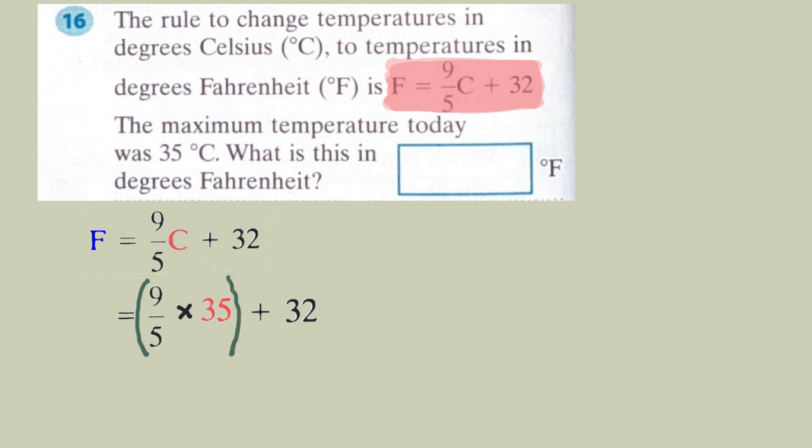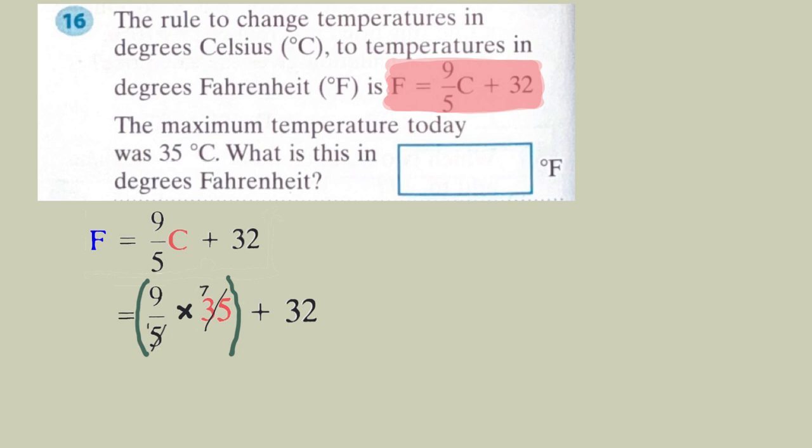We should work out what 9/5 times 35 is. The easiest thing to do would be to take 35 and divide it by 5 and then multiply it by 9. How many 5s go into 35? 7. And how many 5s go into 5? Just 1. And this helps us to do the multiplication because we don't have to do big multiplications.